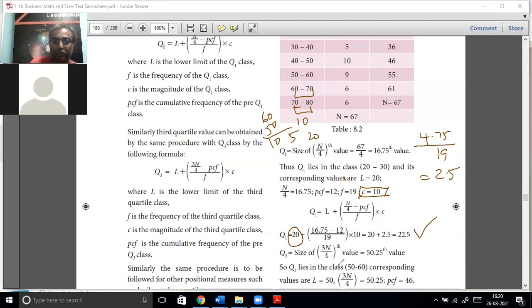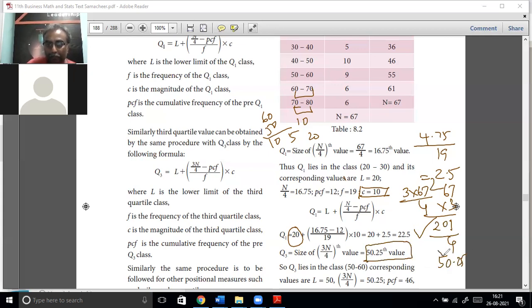Same formula, you substitute 3n by 4th value. So 3n by 4th value is 3 into 67 by 4. 67 into 3 is 201, divided by 4, that becomes 50.25. Now you understand where you got this. The 50.25th value means the 50th value when you round it off. Where is the 50th value coming?